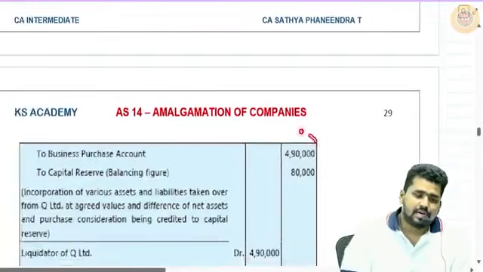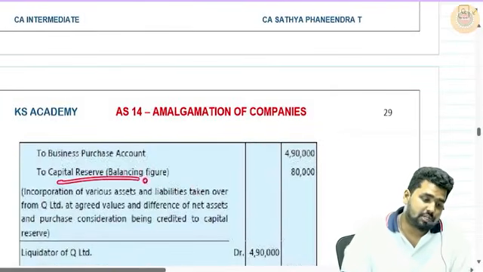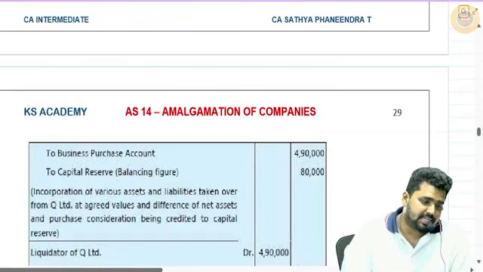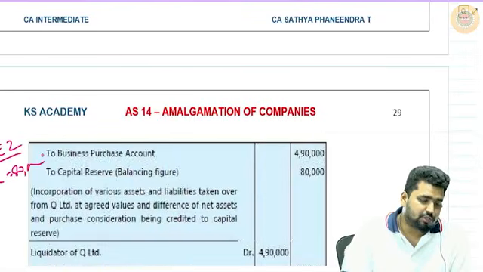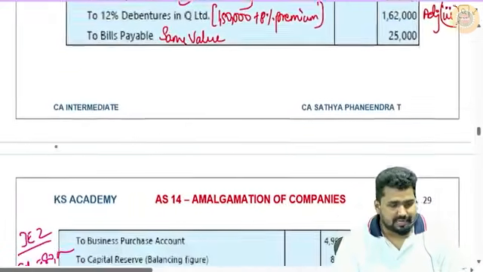After taking all the assets and all the liabilities at agreed value, or book value assumed as agreed value, reverse the business purchase. In this sum, you will get the difference in the credit. The credit is called capital reserve. So in amalgamation in the nature of purchase, the second journal entry is capital reserve of 80,000. So we passed first, business purchase account debit to liquidator, then the assets we are getting.